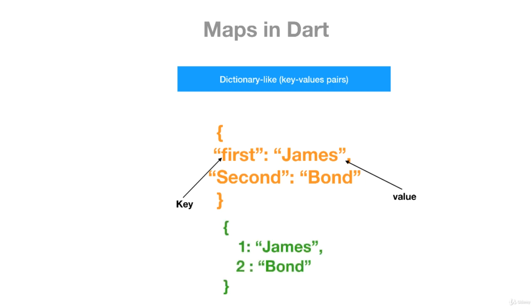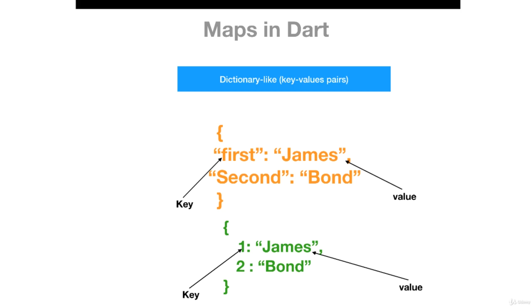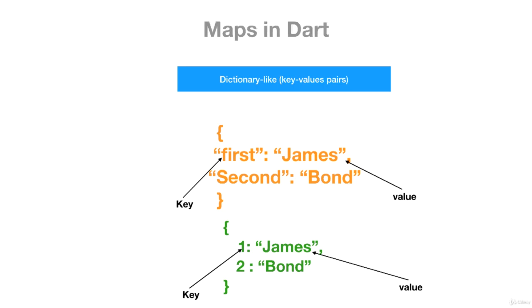We can do the same thing, of course, if we want to make the keys numbers. We can say 1, in this case, is going to be the key, and the value is going to be James, and so forth. Very simple idea here, yet a very important one. So let's go ahead and in the next videos explore in more detail the lists and the maps in Dart. Perfect. I'll see you next.